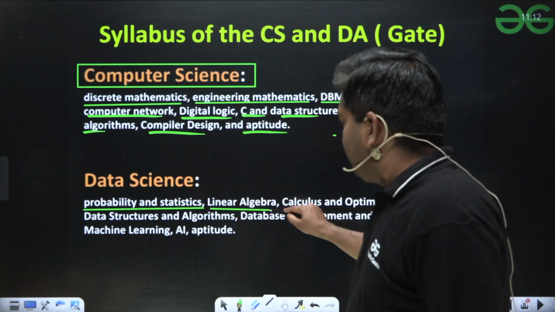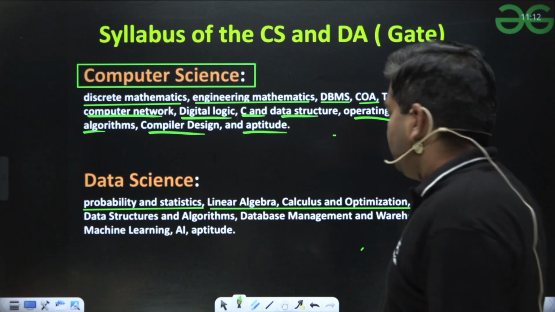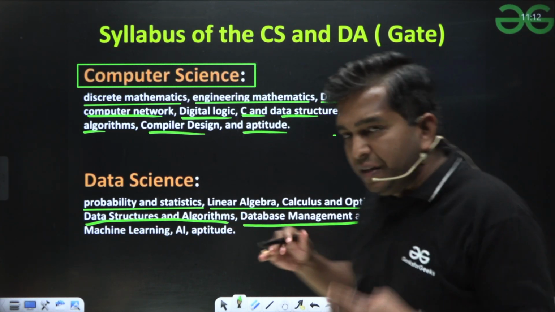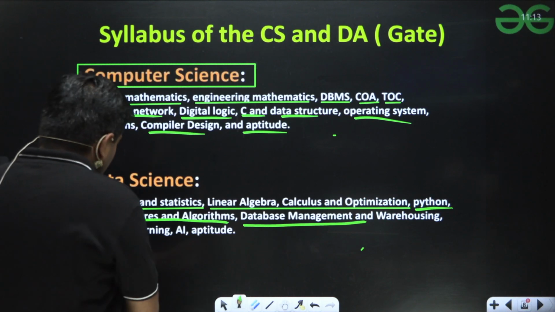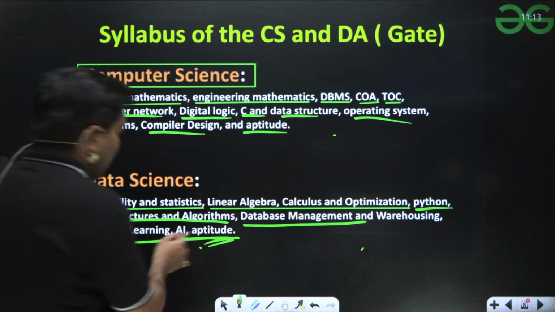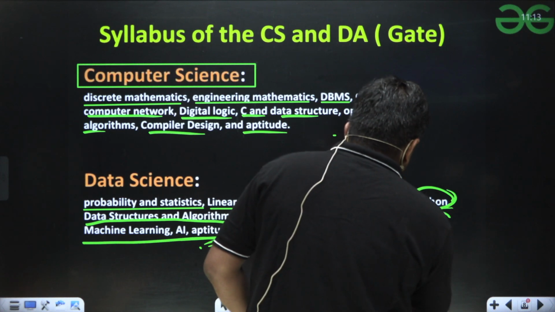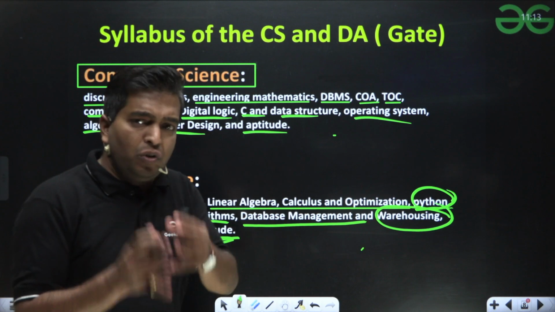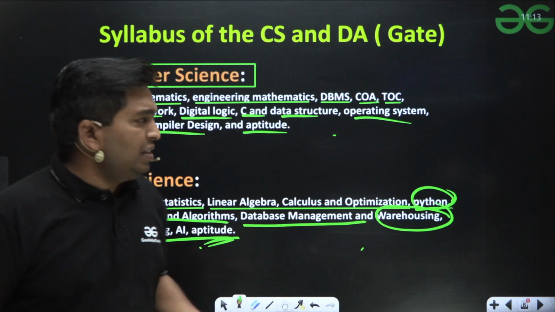And linear algebra, you know it, calculus, you know it, optimization, Python, and data structure and algorithm, DBMS, database management system, and a little bit of data warehousing, and machine learning, AI. Aptitude is the same, but machine learning and AI is different. Warehousing is different, Python is different, and stats is different, which is not part of CS, but it's a part of DA. Otherwise, more or less, they are the same.